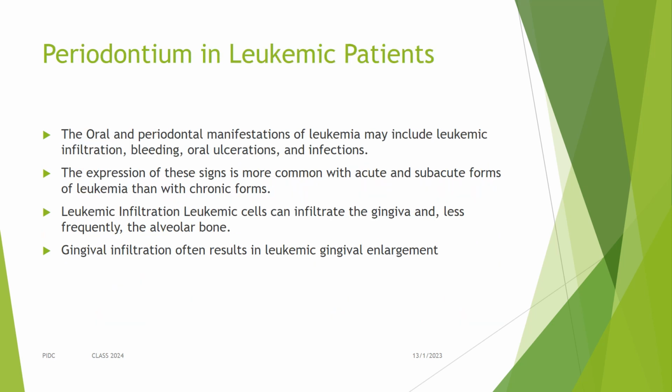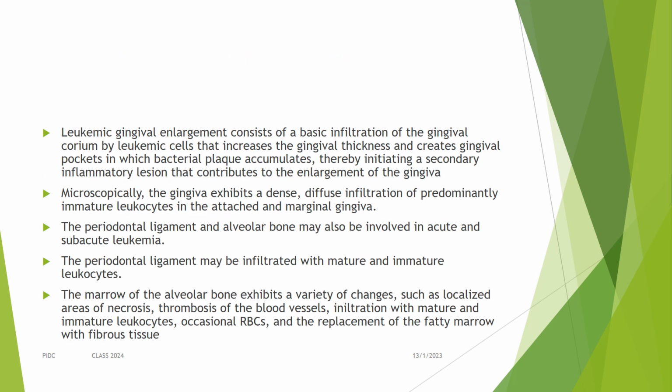So, the periodontium in leukemic patients: the oral and periodontal manifestations of leukemia may include leukemic infiltration, bleeding, oral ulceration, and infections. The expression of these signs is more common with acute and subacute forms. Leukemic infiltration: the cells can infiltrate the gingiva and, less frequently, even the alveolar bone. Leukemic gingival enlargement consists of basic infiltration of the gingival corium by leukemic cells that increases the gingival thickness and creates a gingival pocket. Thereby, bacterial plaque gets accumulated, and thereby secondary infection occurs.